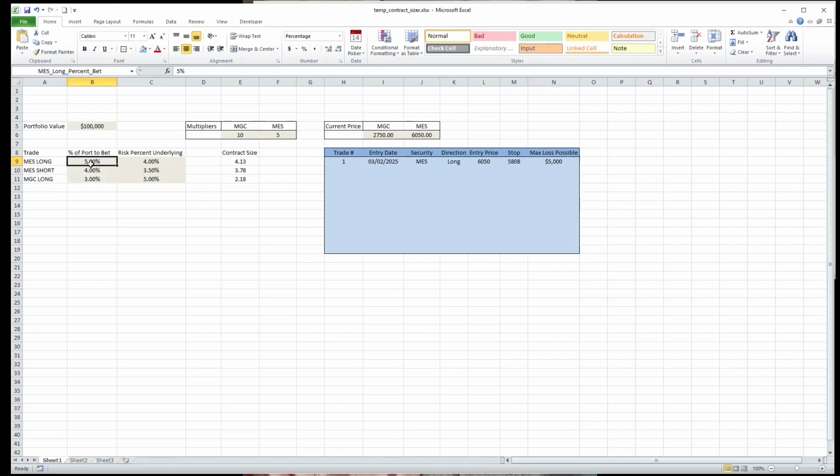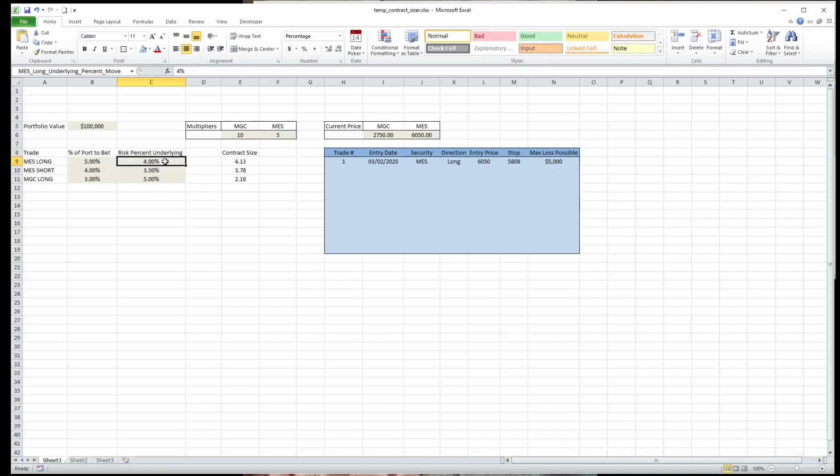These numbers in this column, the 5, 4, and 3%, would come as some amount of your Kelly betting system, the Kelly betting portion. Now those numbers are also derived from where your stop is going to be, how much you're willing to lose as a percentage of the underlying. So in this case, we're going to take this particular trade, the ES long.